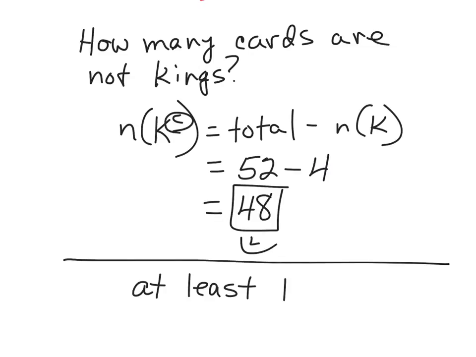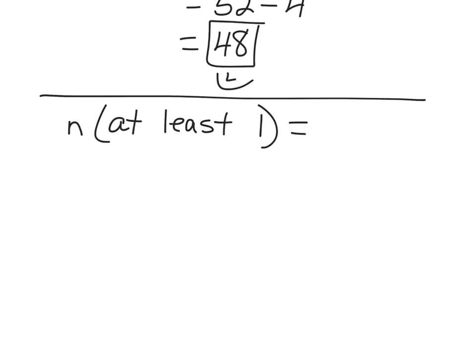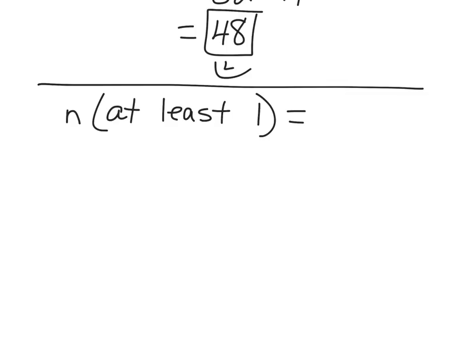Okay, so if I'm asked for how many ways can I get at least 1, or the number of at least 1, like I have on the screen here, since the complement of that is 0, then what I can do is take the total number of things that can happen minus the number of ways that I could make 0.